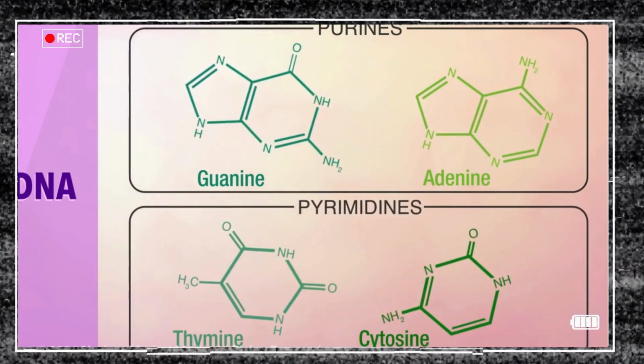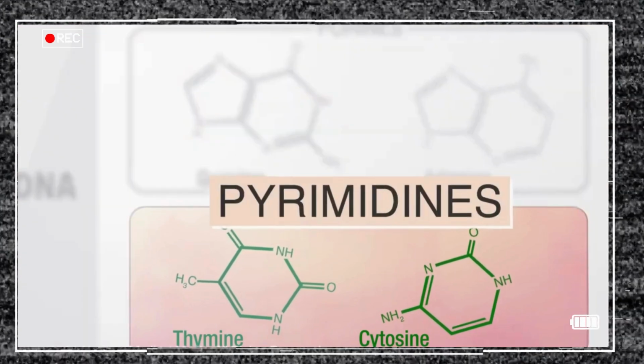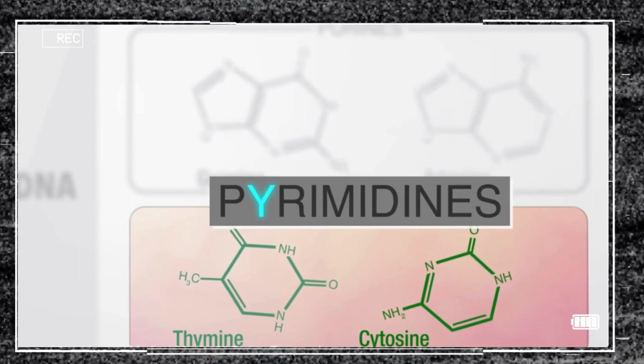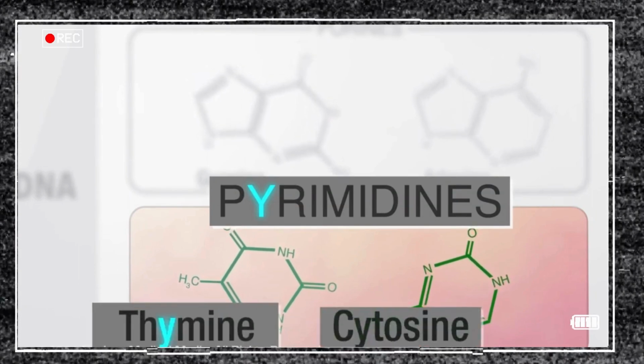Here's a little hint to help you remember this. Pyrimidine has a Y in its name, and so do the bases classified as pyrimidines, thymine, and cytosine.